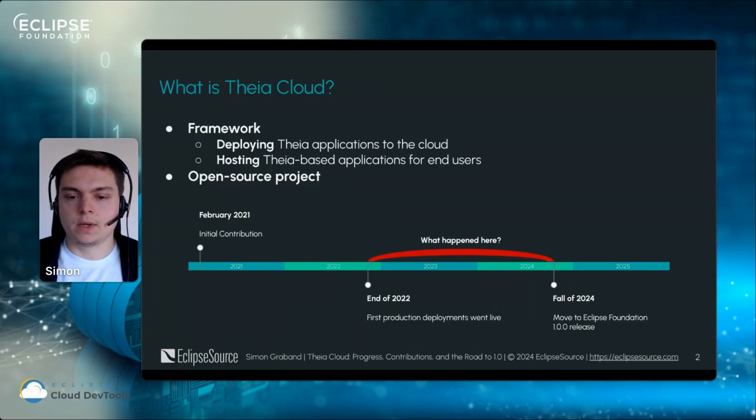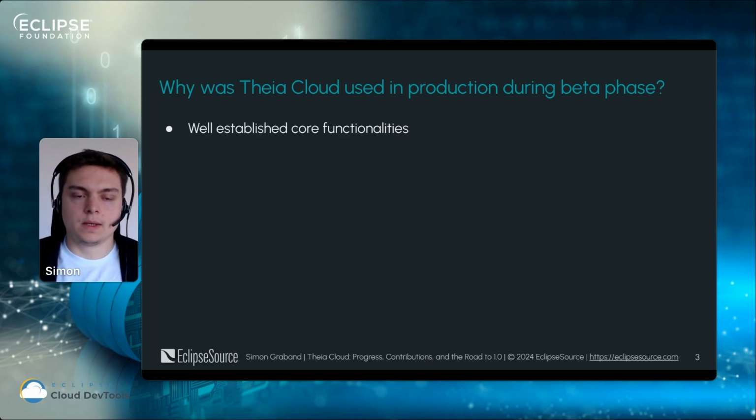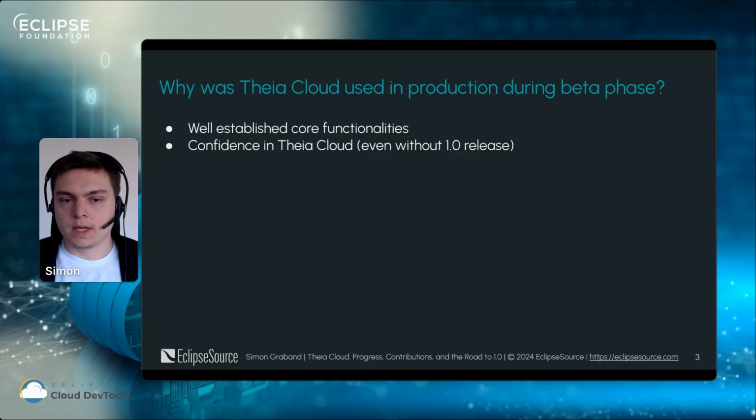Now, the question might arise, what happened in these last 2 years? Basically, Theia Cloud has been used in production even during its beta phase without a proper 1.0 release. The main reason why this worked is that the core functionalities of Theia Cloud were already well established 2 years ago, meaning that it just worked. You were able to do all of the stuff that you would expect from the framework back then. And this led to a lot of confidence in Theia Cloud from our side, but also from the side of the adopters, even without a proper full release, so to say.